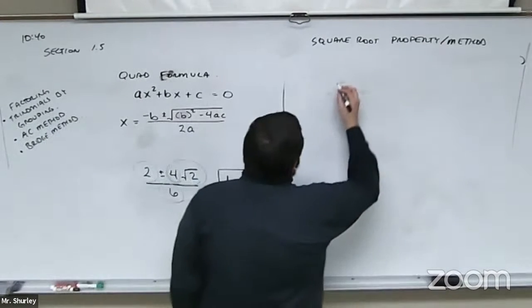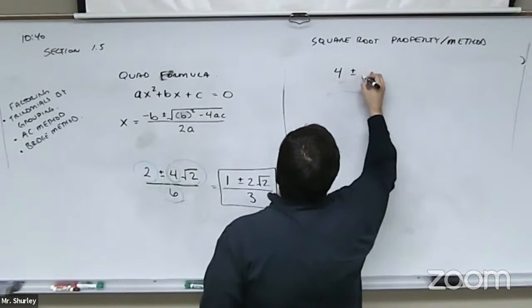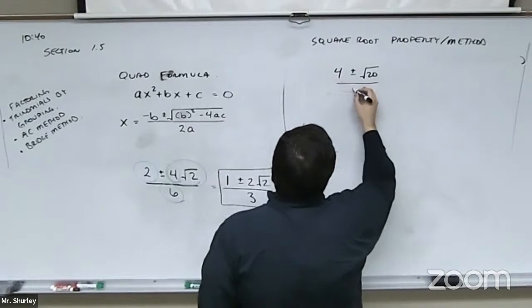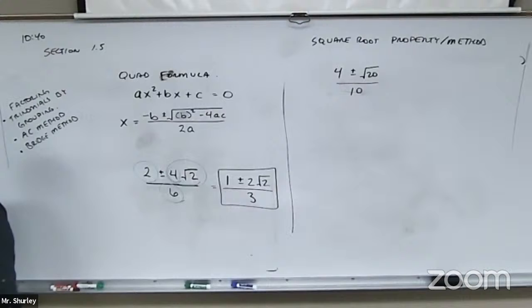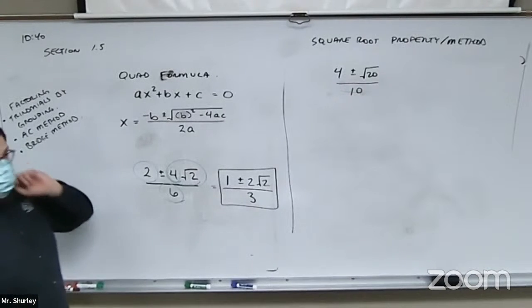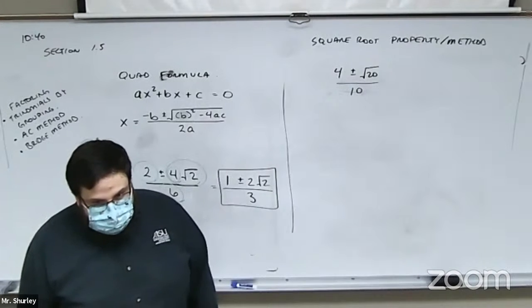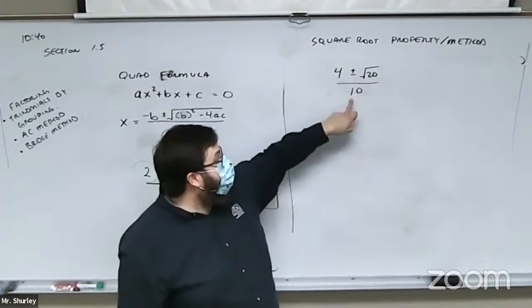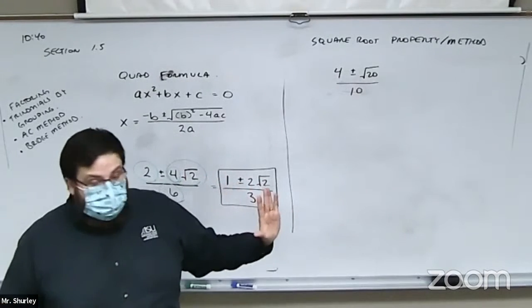So let's do another one. Let's say we've got 4 plus or minus the square root of 20 all over 10. Now, the way this is written, we can't divide anything into all three, right? You've got a 4, a square root of 20, and a 10. Square root of 20, we can't divide 20 by anything right here. It's a square root of 20.